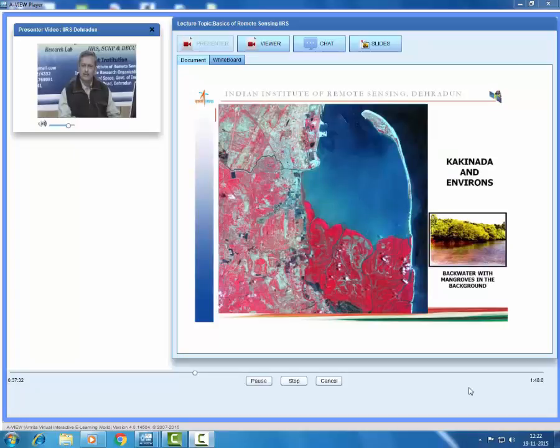And this is the area where I was talking about the aquaculture coming up. This is the full area. This is the Kakinada beach, and see, this is the Koringa mangrove. This is all red color, and you can see all this aquaculture has come up in the mangrove jungle itself.